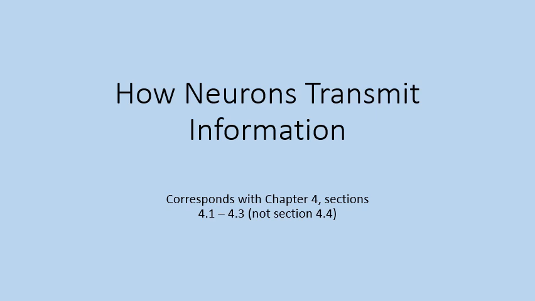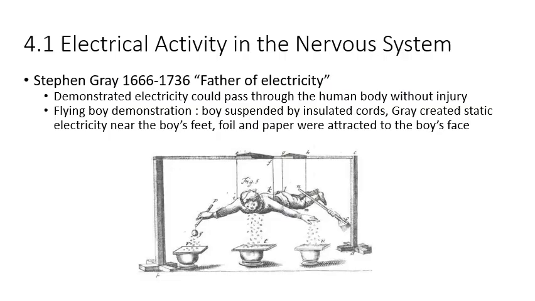This is Lecture 4, How Neurons Transmit Information, and it corresponds with Chapter 4 in your book, Sections 1 through 3. I won't be covering Section 4, and you don't need to read Section 4 unless you're interested. Okay, so starting on the lecture material, here in Section 4.1, Electrical Activity in the Nervous System.